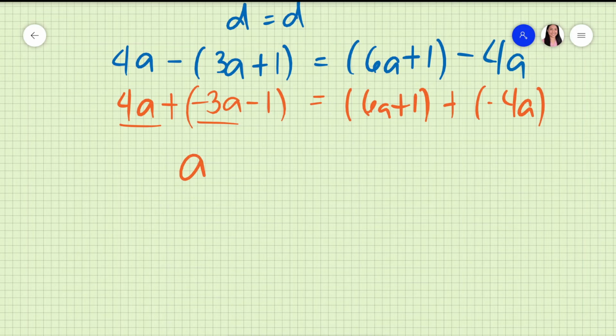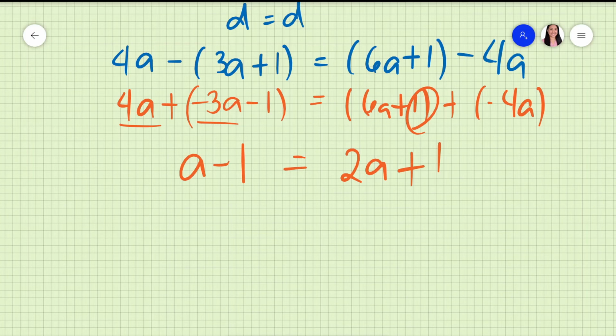Then copy negative 1. On the other side of the equation, the similar terms are 6A and negative 4A, and it will leave us the term 2A. Then copy plus 1. Next is we need to simplify this equation.